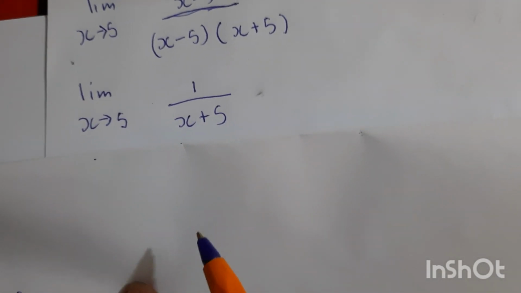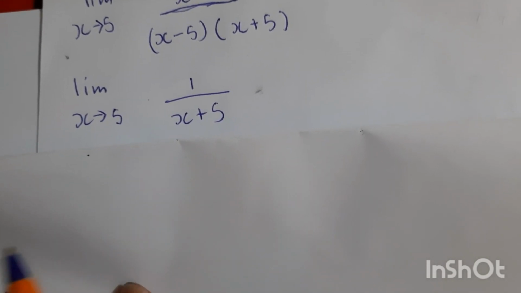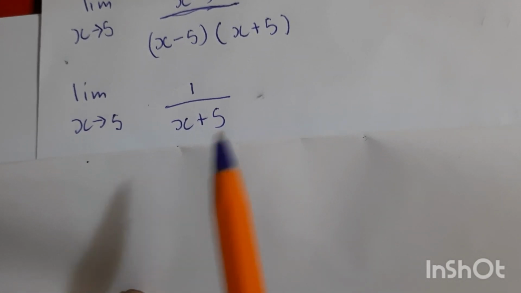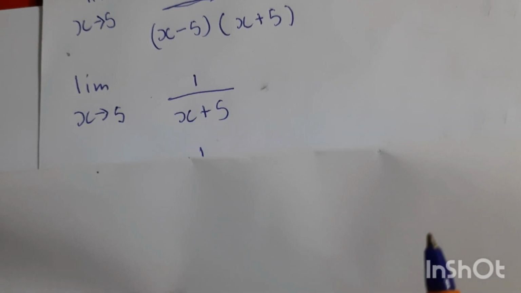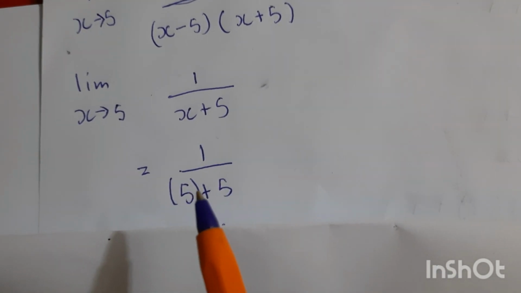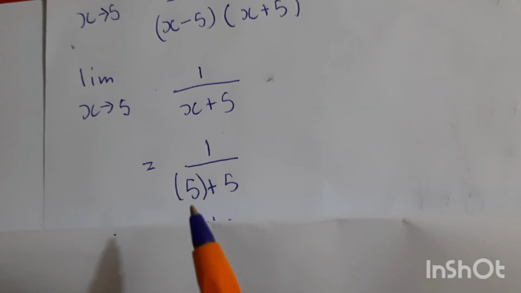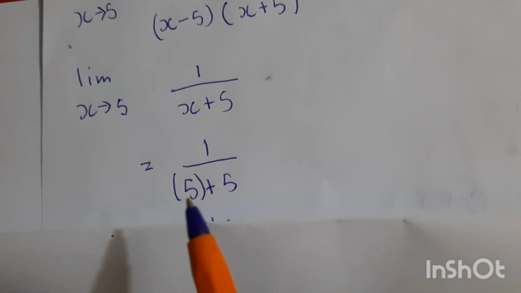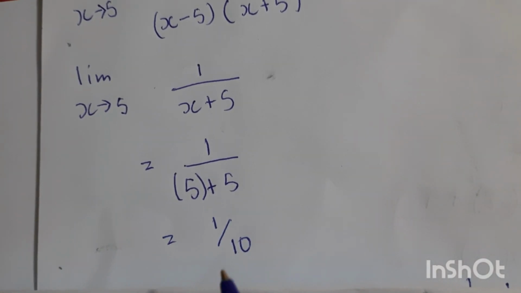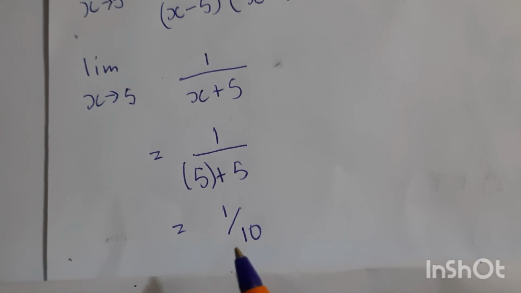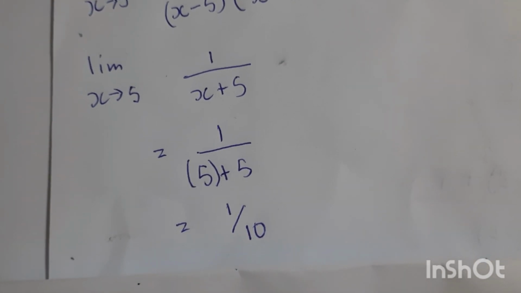Once you do that, now at this point you are free to substitute x with whatever limit you've been given. So when you substitute, you end up with 1 over 5 plus 5, which is 1 over 10. And this is the answer to E.